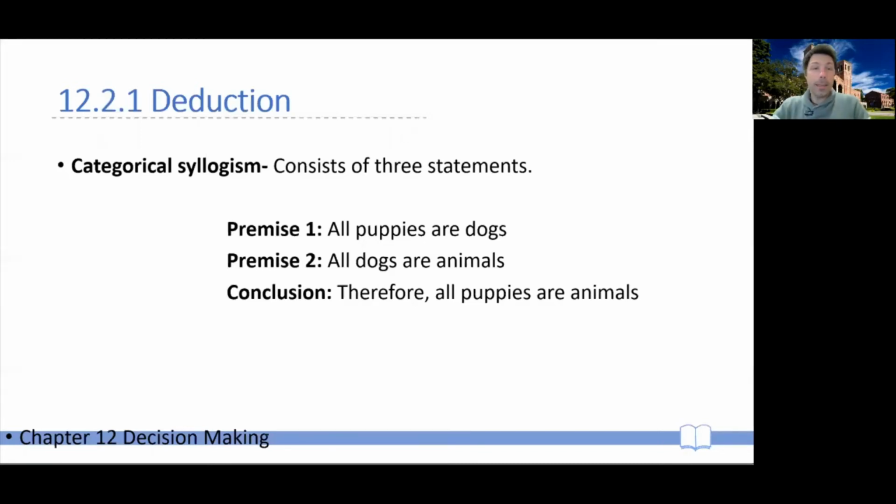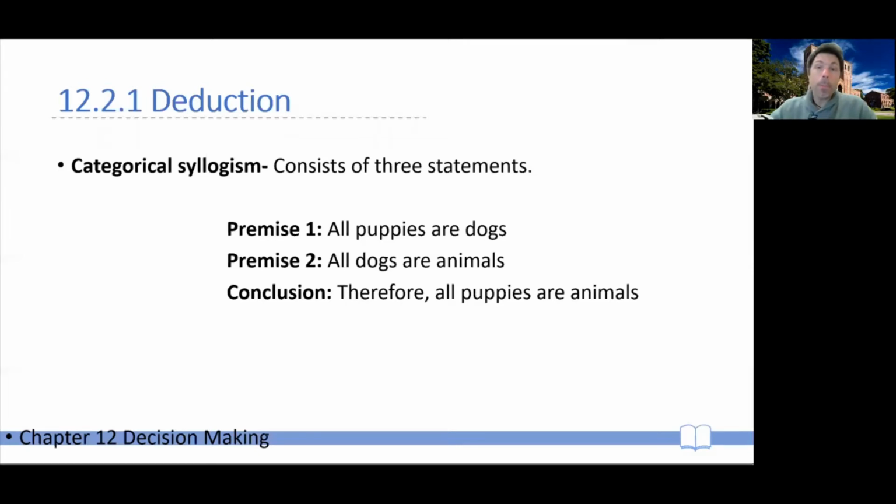Arguments can come in several different varieties. One type of argument is called a categorical syllogism. A syllogism is just one type of argument that tends to have two or more premises and one conclusion. Categorical syllogisms are named that because they tend to divide things up into different categories.